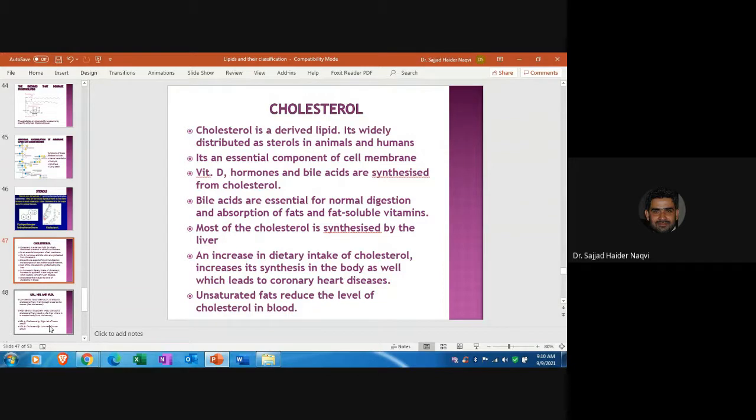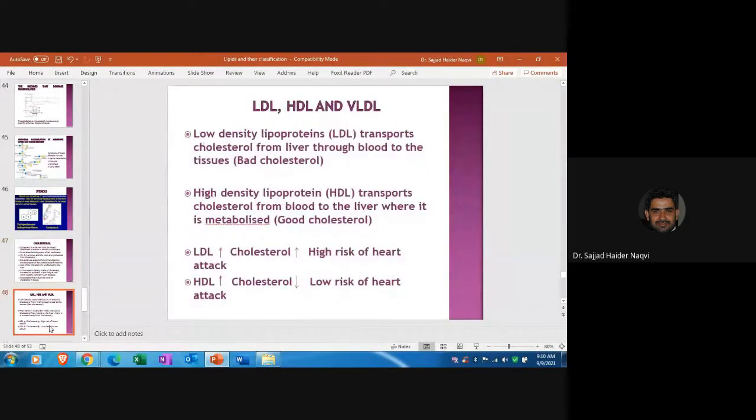Definitely, it's an important molecule, but if there is an increase in the cholesterol, that would result in certain issues as well. If you have increased cholesterol, it has the tendency to accumulate within the arteries, causing atherosclerosis or the blockade of the arteries, and that leads to coronary heart diseases. Unsaturated fats have a reduced level of cholesterol, while the saturated fats would have a higher ratio of cholesterol in them.